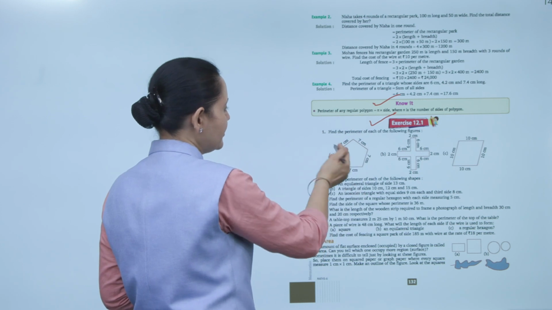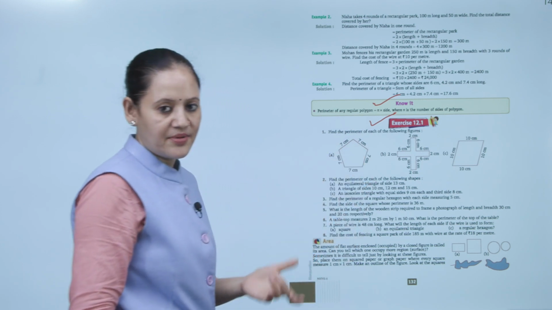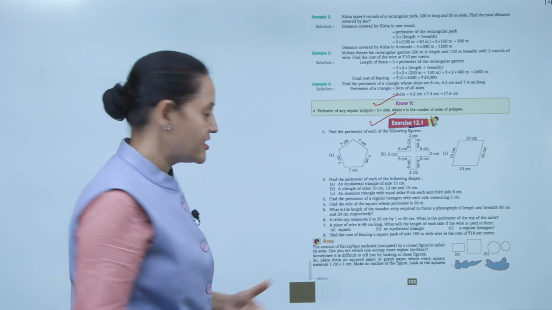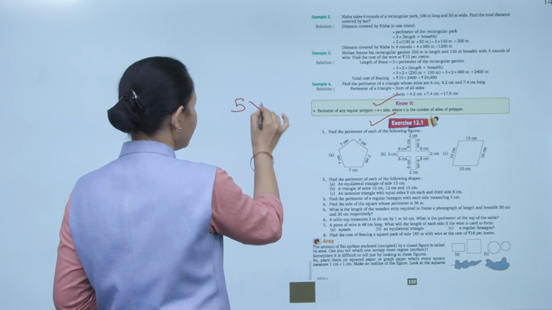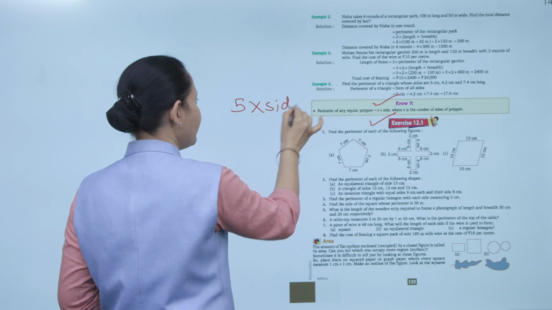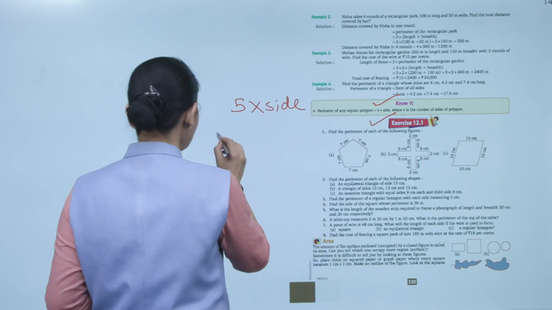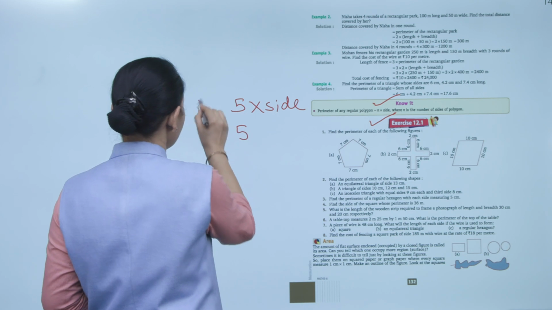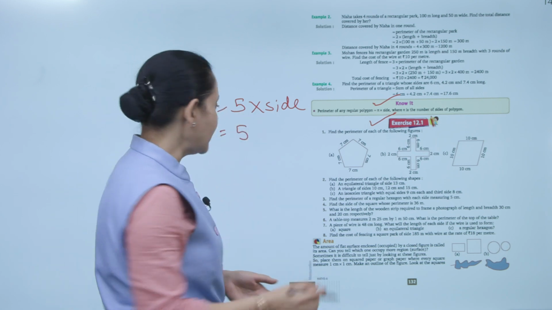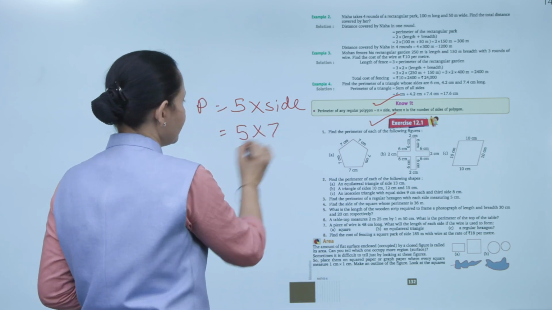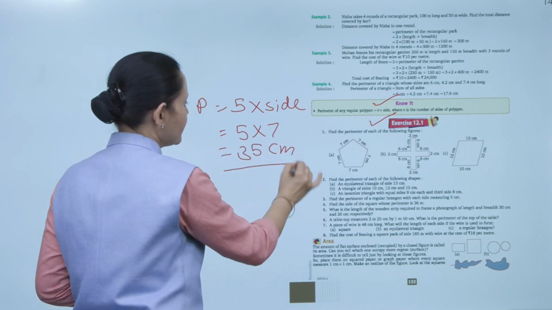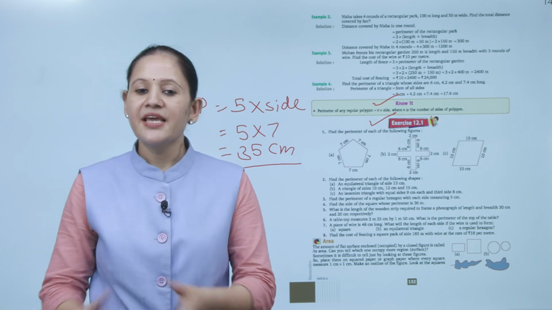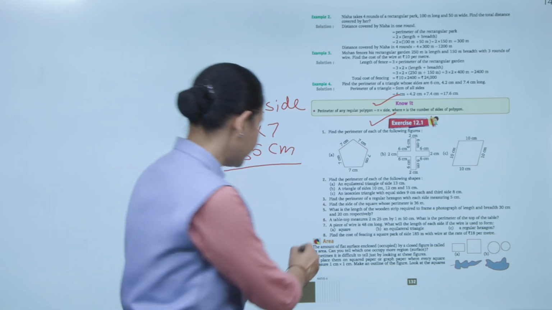All sides are given, that is 7 cm each. Perimeter is sum of all sides. So what we can do? 5 into side, because pentagon has 5 sides and all sides are equal. So perimeter equals 5 into side, 5 into 7. That is 35 centimeter. That will be the perimeter of given pentagon. Clear? Next is area.